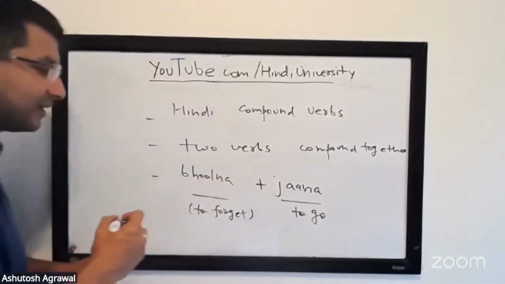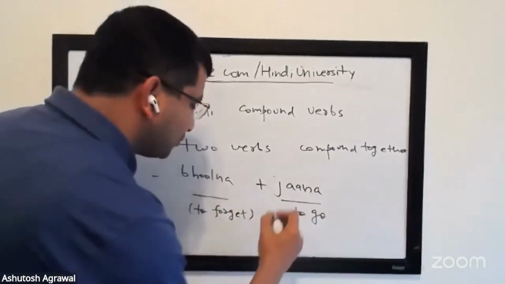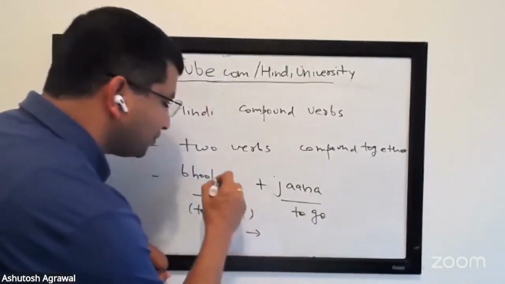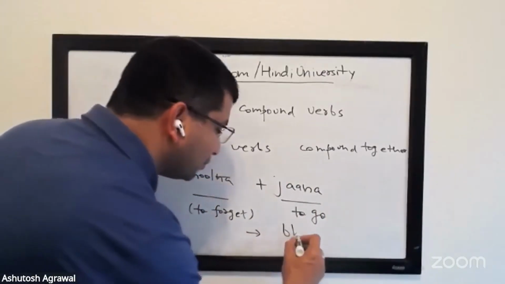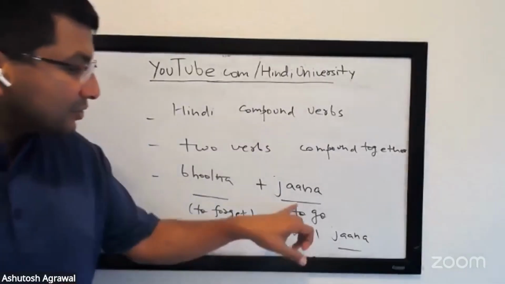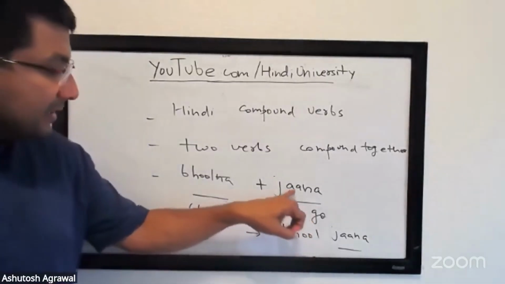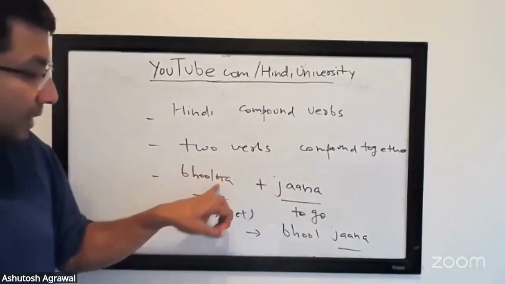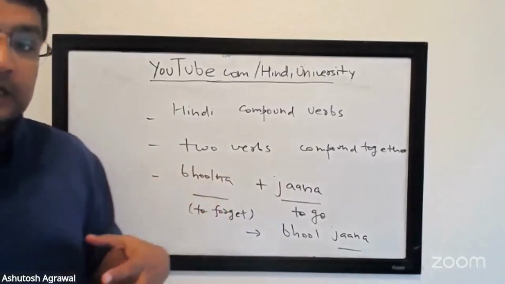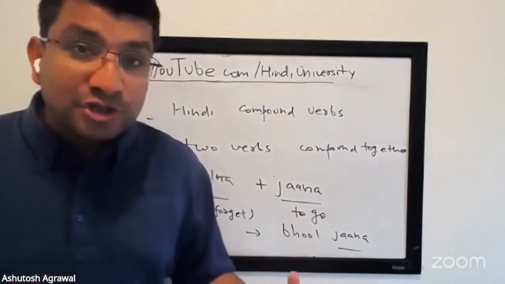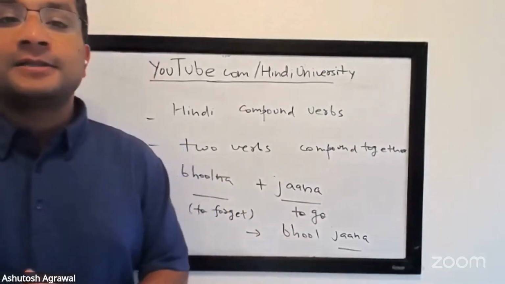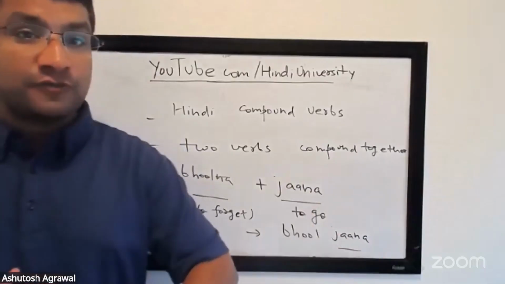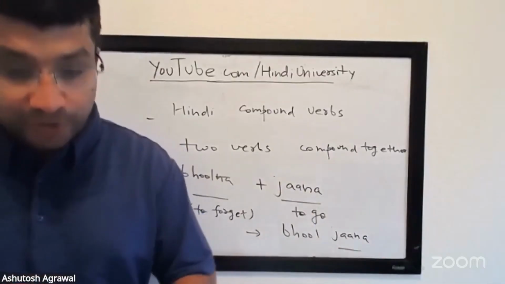When you're using it with another verb, and jana is used as an auxiliary verb, you remove the na and it becomes bhul jana. This one loses its meaning and it gives a new meaning to the first one, and it gives a sense of completion, finality, and something is the state is being changed from previous state to a newer state, right?